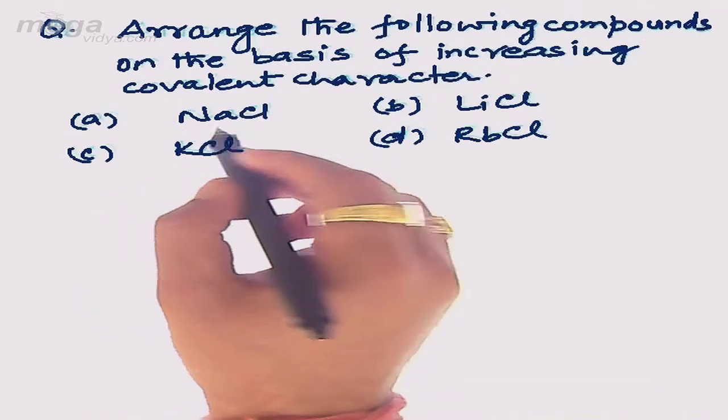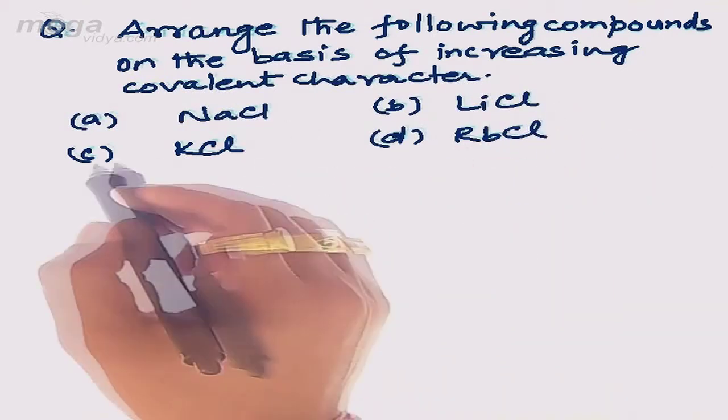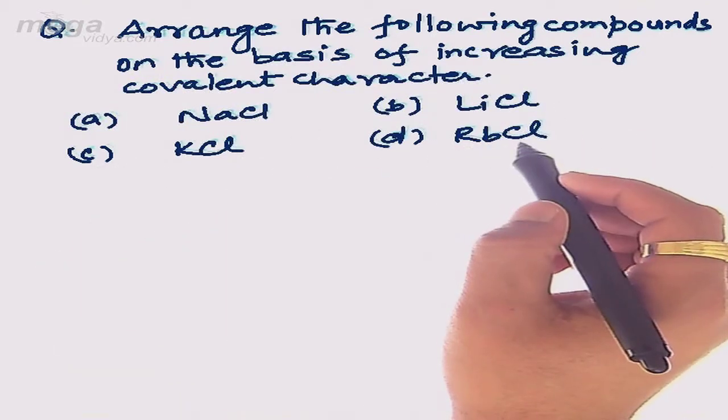Now here, in the first, there is option A. We have got sodium chloride. Next we have got lithium chloride, then potassium chloride, and next is rubidium chloride.